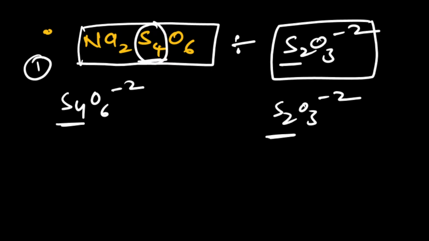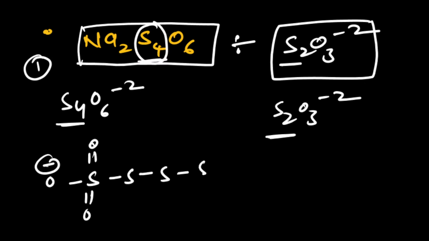Here this sulfur, Na2S4O6, will exist in this manner. Sulfur will form how many bonds? 6 bonds, right? Now here it is a minus. Now sulfur, sulfur, and here it is a double bond O, and here it is a double bond O, and it is a minus, right?